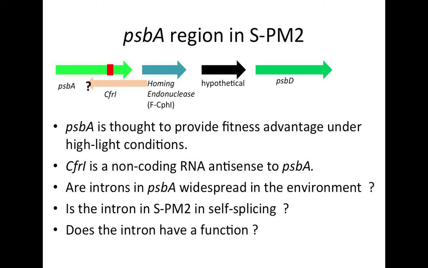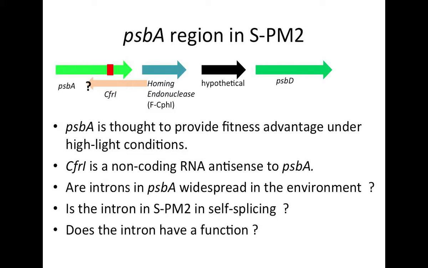So this is the psbA region in S-PM2. We have our psbA gene, and within that gene we have an intron, which is quite unusual because most bacteria and phages don't tend to have introns. We then have a homing endonuclease, a hypothetical protein, and a second photosynthetic gene. And what I've also found is that we have CFR1, and CFR1 is a non-coding RNA that runs from the homing endonuclease back into psbA.